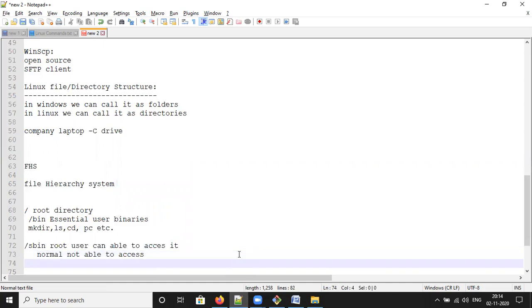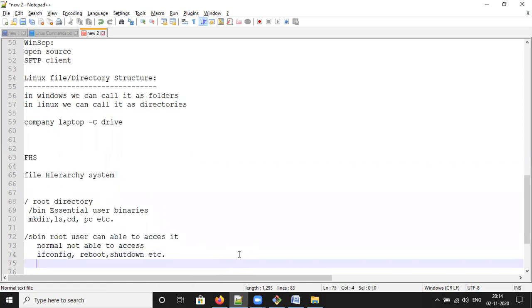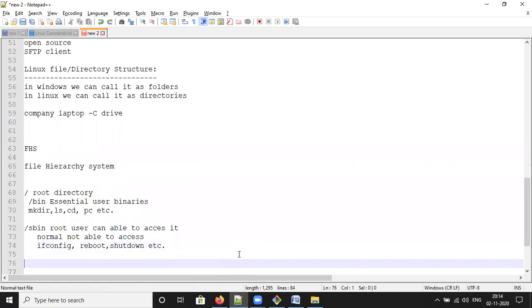I'll give you a few examples: ifconfig, reboot, shutdown, etc. These are the commands that only the root user can access.